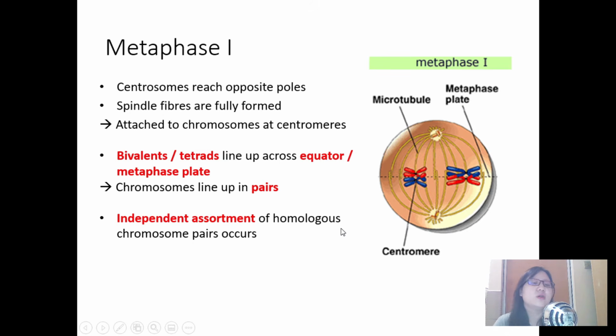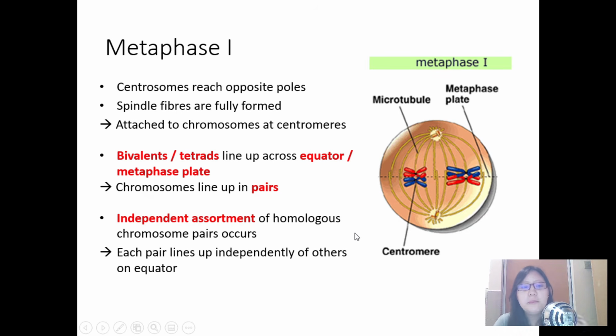Fancy name, easy concept. Independent assortment of homologous chromosome pairs means that each pair lines up independently of others on the equator. That's the fancy way of putting it. But basically what it means is that it could be red up, blue down. It could be blue up, red down. It doesn't matter. It could be either way. The pairs for red don't all line up on one side and blue all on the other side. Doesn't work that way. So each pair lines up independently of others on the equator.